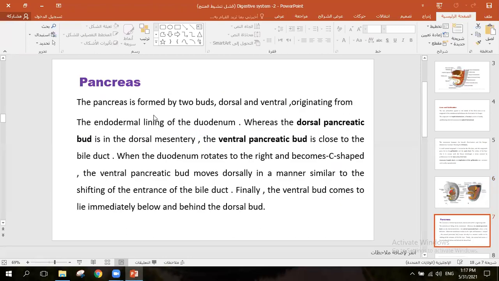Okay, we continue to the parts of the foregut. The pancreas is formed by two buds, dorsal and ventral, originating from the endodermal lining of the duodenum, whereas the dorsal pancreatic bud is in the dorsal mesentery.